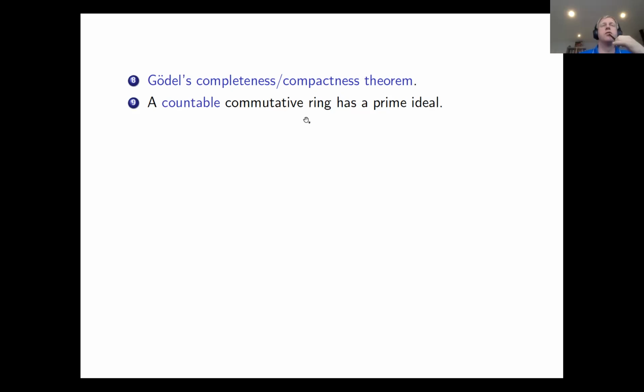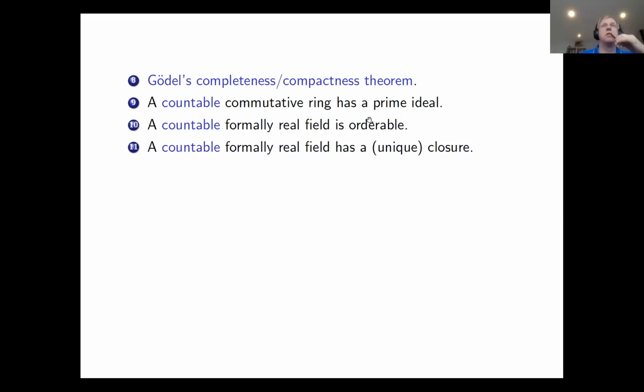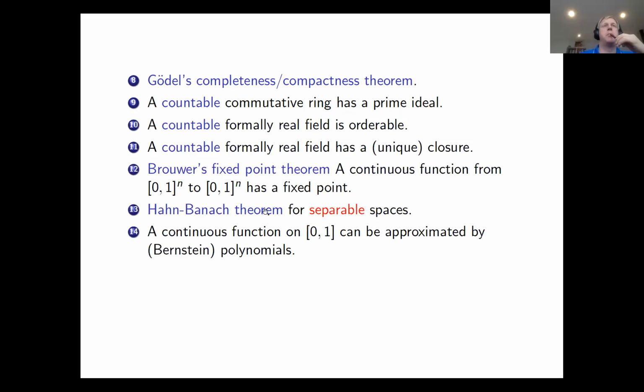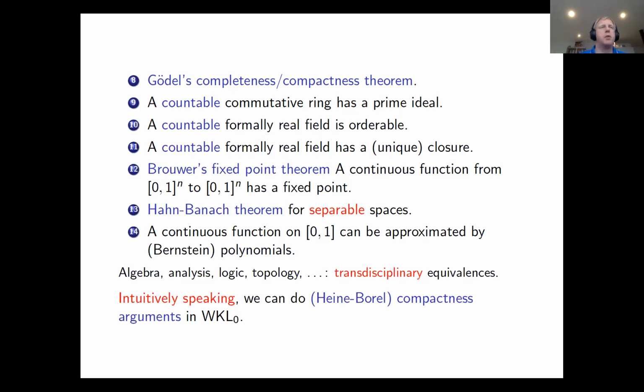A countable commutative ring has a prime ideal. It's again a first-year course on linear algebra. And so on, actually. So you've got topology, Brouwer's fixed point theorem, the Hahn-Banach theorem, and so on. There are many theorems. And these equivalences do not stick to one discipline. There's algebra, analysis, logic, topology. So from the point of view of reverse math, there aren't disciplines. These equivalences just happen everywhere. And essentially, we can do some kind of Heine-Borel compactness argument in the big five system WKL0.